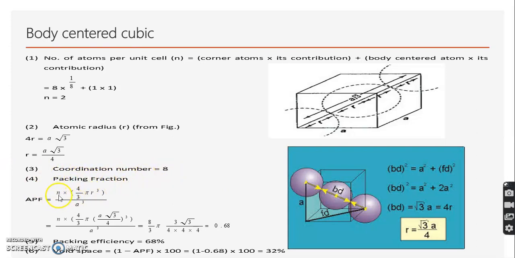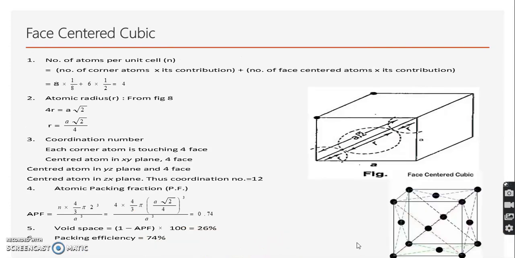Atomic packing fraction is n into 4 by 3 pi r cube by a cube. But n is how much? 2. So 2 into 4 by 3 pi r cube. But what is r? A root 3 by 4 whole cube. So divide by a cube. A cube and a cube will get cancelled. All the numbers will give you 0.68. So packing efficiency will be nothing but 68%, and the void will be 32%. So now you can see that this BCC is more packed than the simple cubic, because its void has reduced from 48% to 32%. Similarly, we move on to the face-centered cubic.